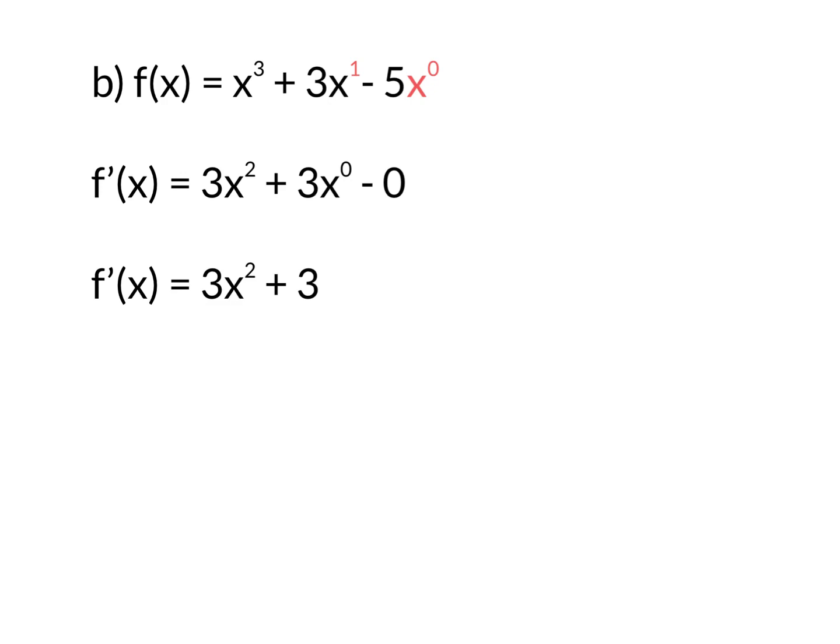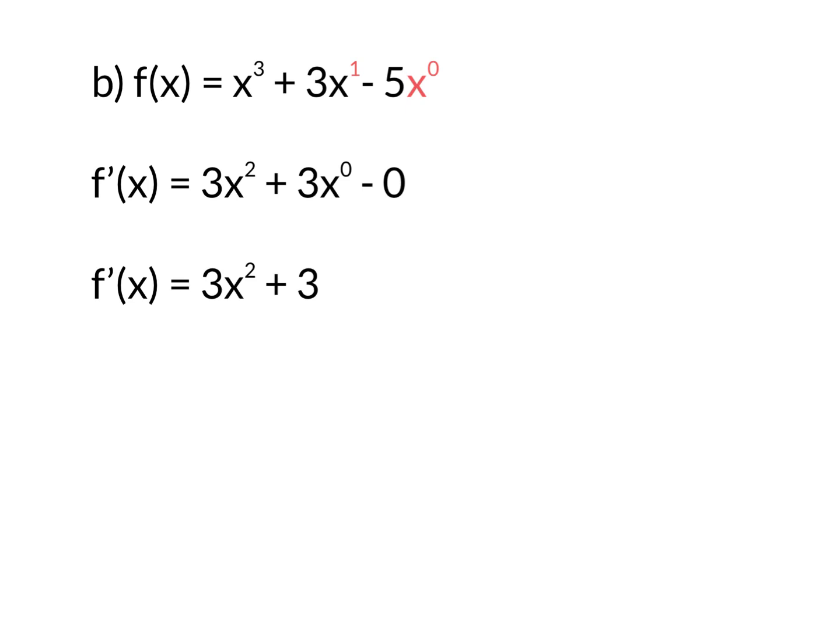The second one was x cubed plus 3x minus 5. For this first time, let's put the power of the x as a 1, and the 5 doesn't have an x, or it can be x to the 0 after it, just so that we understand what happens to that constant term at the end. For the x cubed, we bring the power down the front, which is the 3, and we lower the power by 1, so we get 3x squared.